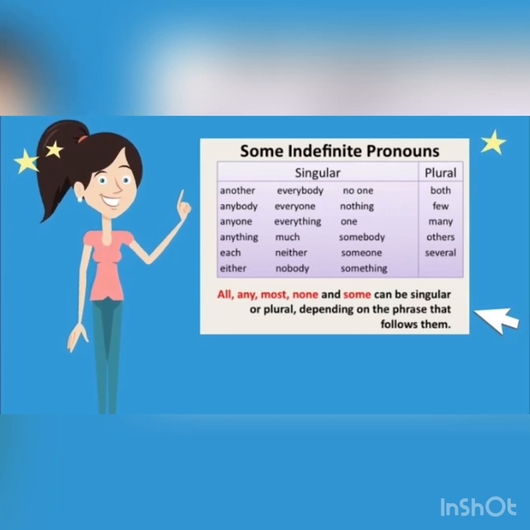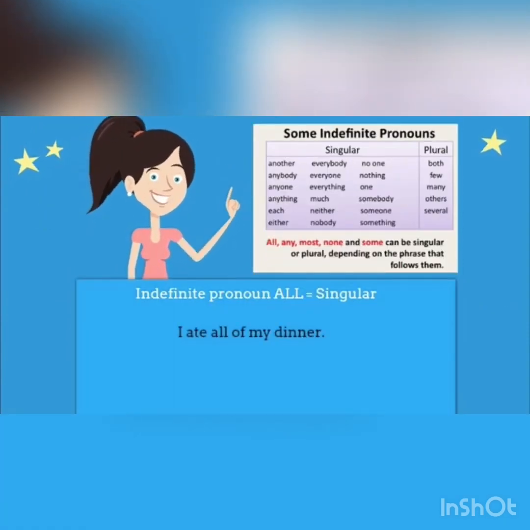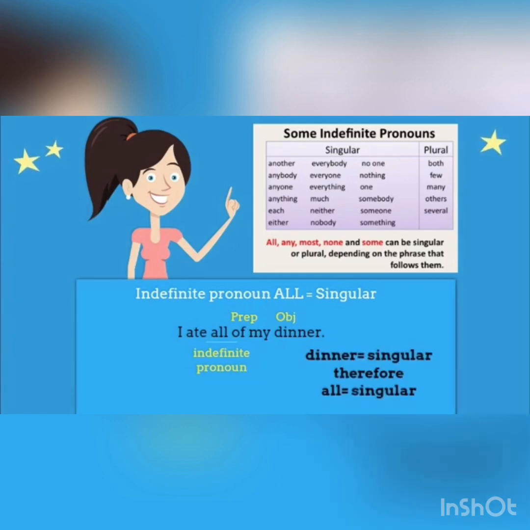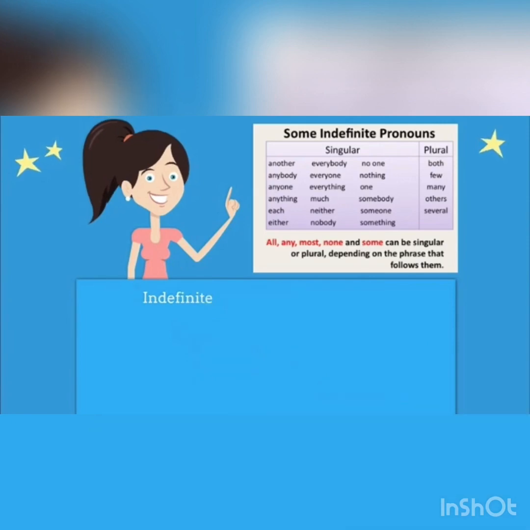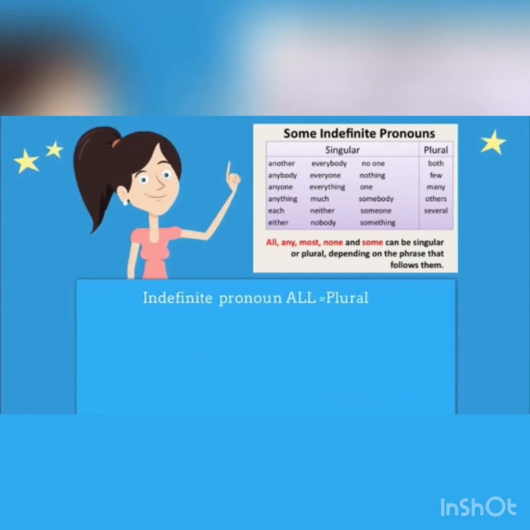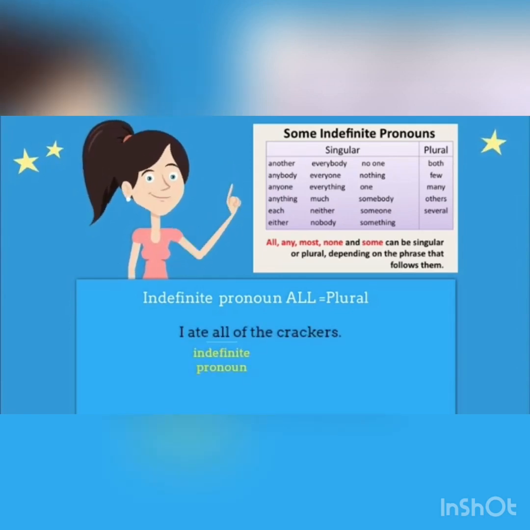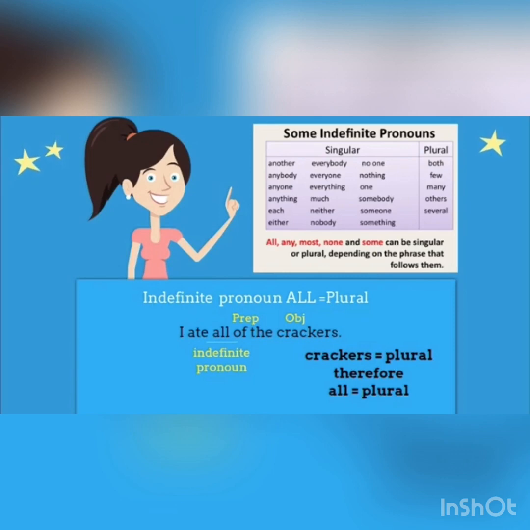Here are some examples of how the pronoun all can be singular or plural. I ate all of my dinner. All is my indefinite pronoun, and if I want to know if all is singular or plural, I need to look at the object of the preposition in the phrase that follows. Dinner is singular, therefore making the indefinite pronoun all singular. Let's look at a sentence where the indefinite pronoun all is plural. I ate all of the crackers. All is my indefinite pronoun, and if I look at the object of the preposition in the phrase that follows, crackers is plural, therefore making the indefinite pronoun all plural.